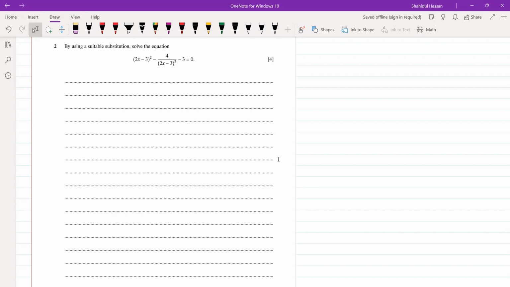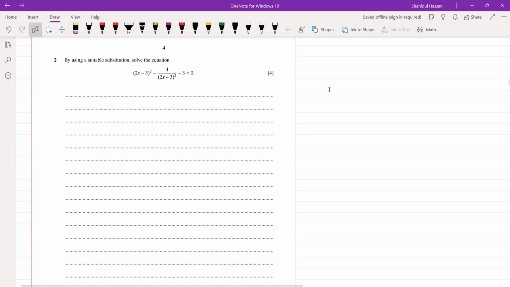Yes students, how are you? Question number 2 is an easy question. Can anyone do it? Write yes or no in the chat box. Since this is the first question paper, it's time for you to learn, so listen and see how I do this problem. The question is very easy. By using a suitable substitution solve the equation. Here we have 2x minus 3 squared, so the substitution will be: let 2x minus 3 equal a. So now my math is a square minus 4 by a square minus 3 equals 0.